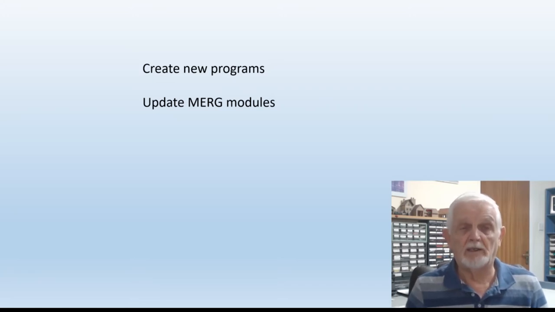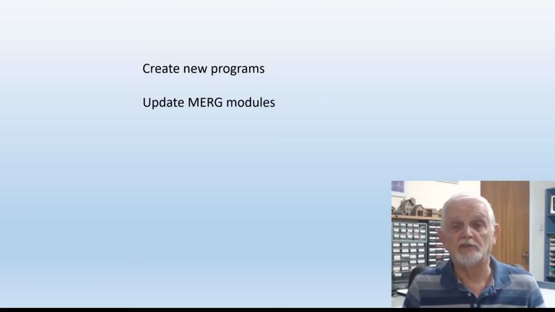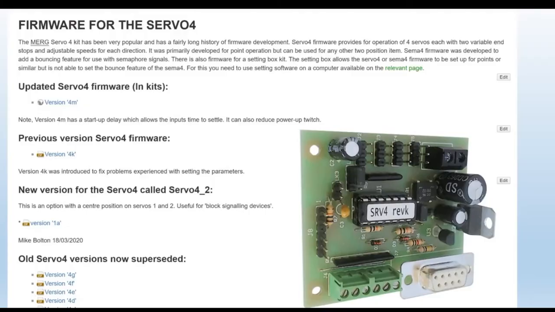But most likely we want to program chips to upgrade existing kits. The MERG kits come with pre-programmed chips, but along the way there are updates or modifications or errors taken out, extra features added and so on. And if you've already built the kit, you want to be able to access those extra features.